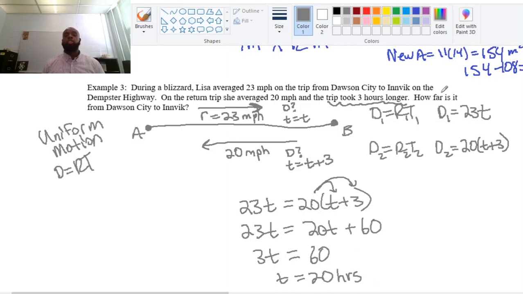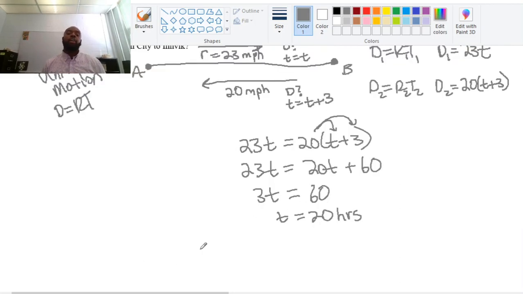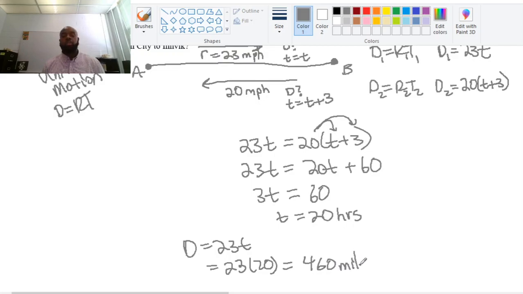That is not the answer to the question because it's asking me how far it is. And so I can go to either equation, D equals 23T, plug in 20 for T. I get 460 miles per hour times hours. The hours cancel, and so I get miles. Notice you could have gone into the other equation. You get 20 times 20 plus 3, or 20 times 23, which is the same thing we have here but in a different order. And you will see that you have 460 miles.